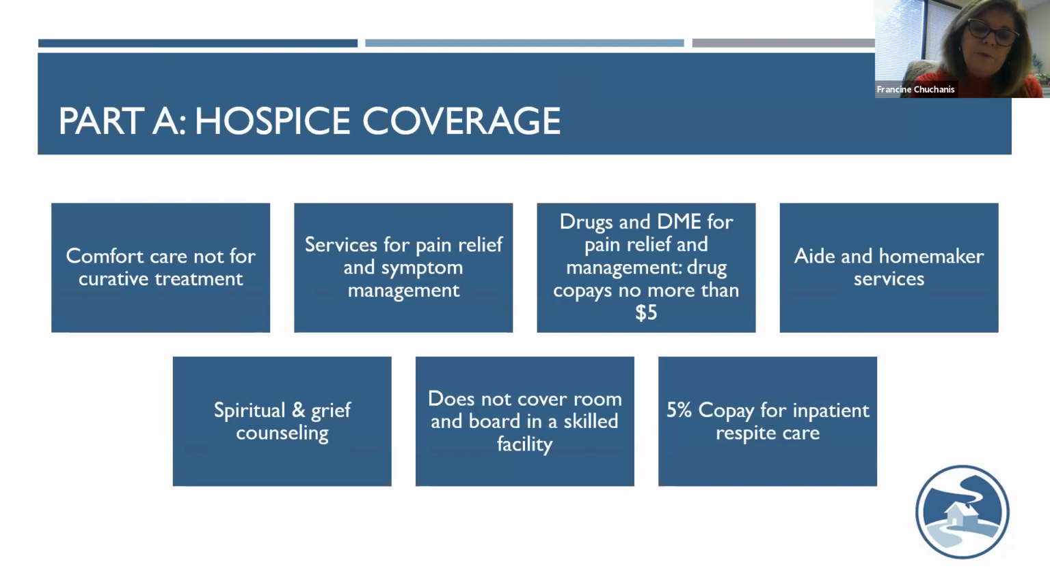But if a person is in a nursing home receiving hospice services, the services themselves are covered, but room and board would not be covered in a skilled facility. And then if someone is home receiving hospice services and the family is taking care of them, and let's say the family needs a break, the individual receiving hospice can go into a skilled facility for what we call respite care, and there's a 5% copay.